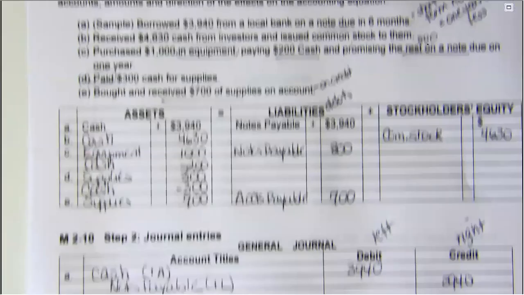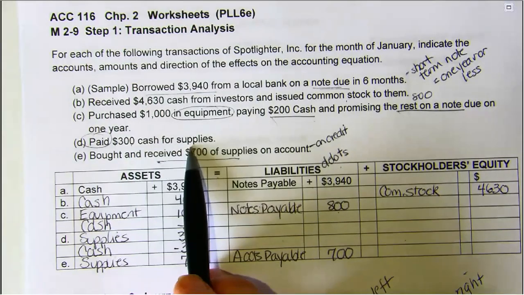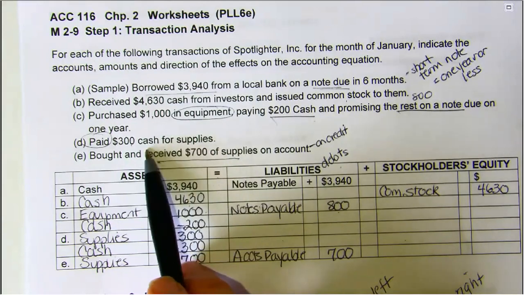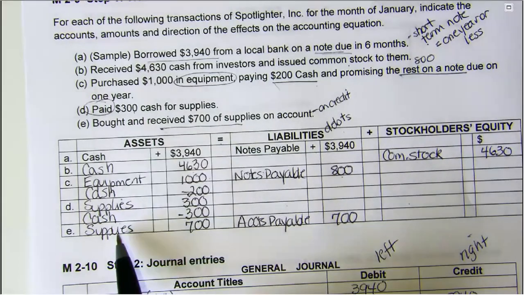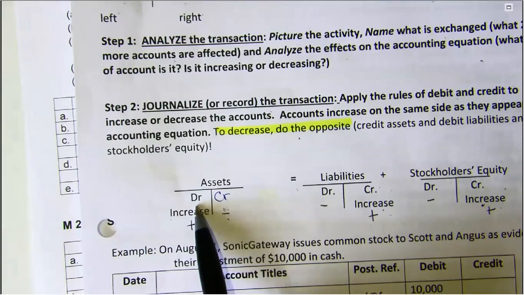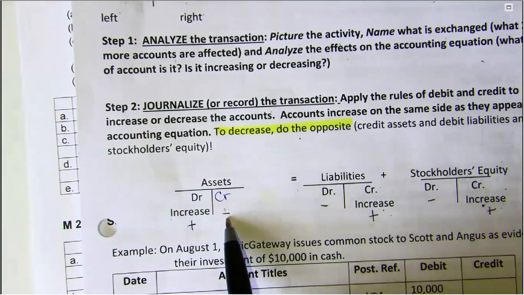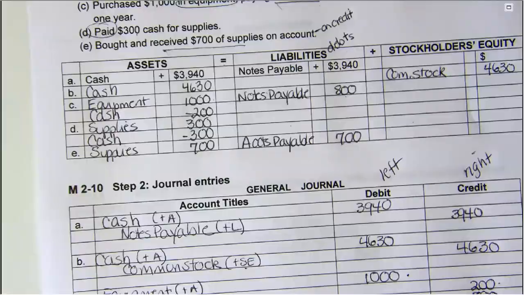Okay, next one in D, paid cash for supplies. So what we received was supplies. What we gave was cash. We recorded it this way: an increase to the asset supplies and a decrease to the asset cash. Okay, so they're both assets. We want to increase supplies, so we'll debit that. And we want to decrease cash, so we'll credit that. The account to be debited goes on the first line.